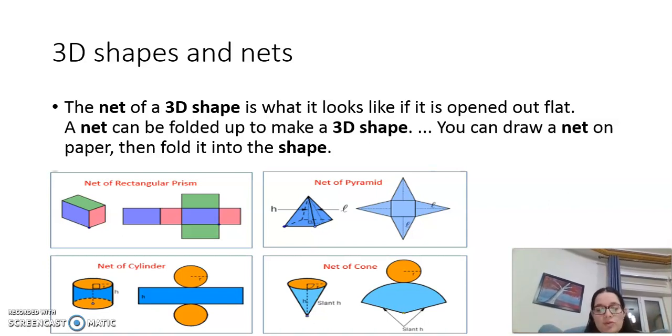But you have to make sure that the net can be closed and make exactly your 3D shape. Not all nets can be folded into a closed shape. So this is one of the nets for the rectangular prism or the cuboid. This is one net of the cylinder, one net of the square-based pyramid, and one net of the cone. And of course, as I told you before, there is more than one net for each 3D shape.